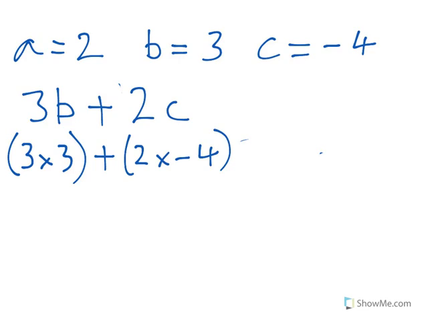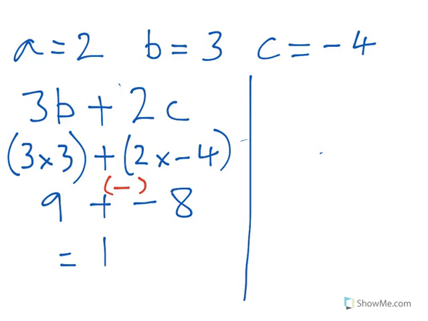Now I've got to work out the answer to those two brackets. 3 times 3 is 9, plus 2 times -4 is -8. And now we've got a plus and a minus right next door to each other, and that means minus. So I'm doing 9 minus 8, which equals 1.